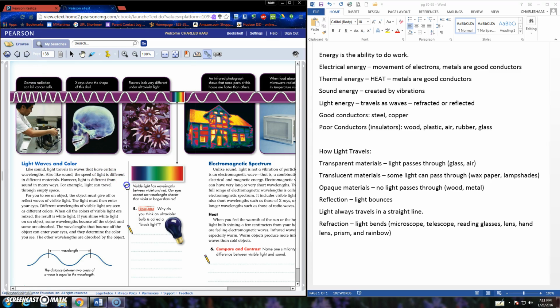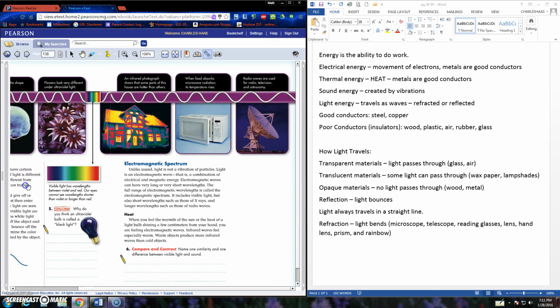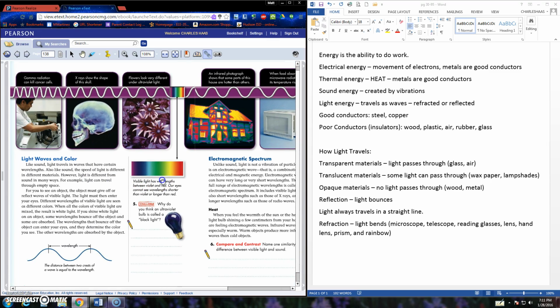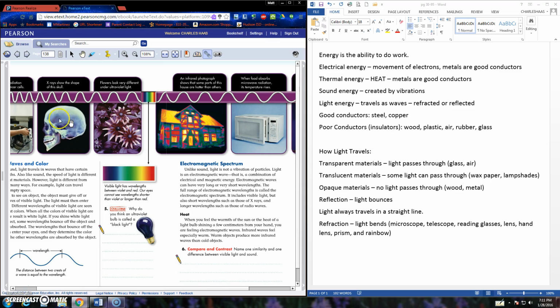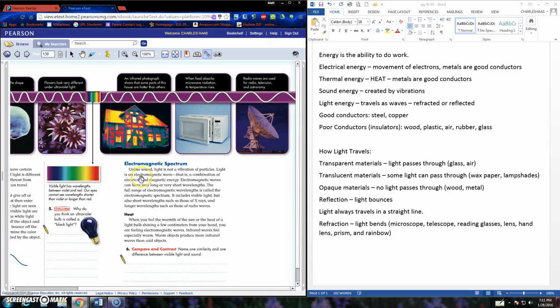This is stuff I think Mr. Rojo went over a little bit with you. You don't have to know all this in 5th grade. It's interesting to know about light waves and color, the distance between the crest of the wave. So different lights have different wavelengths, which causes the electromagnetic spectrum. You don't have to know this for 5th grade. If you'd like to know more, here's those 2 pages you could read about.